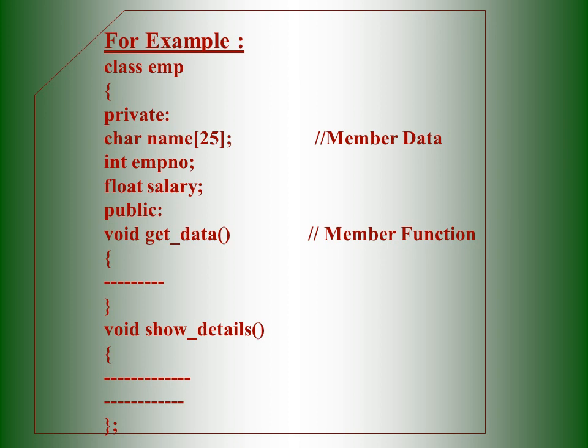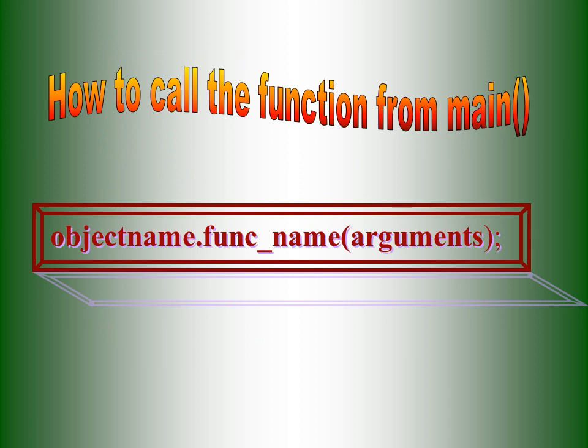Let us see how to call the member function. We are going to call the member functions of the classes from the main function. I already told you the syntax of creating the object in the main function is class name, space, object name, and by using the object name we can use the dot operator, and after that we refer to the function name that is to be called from the main function, and that member function must be available in the class. Okay, let us see the example program.